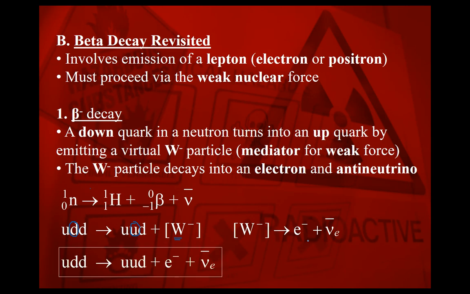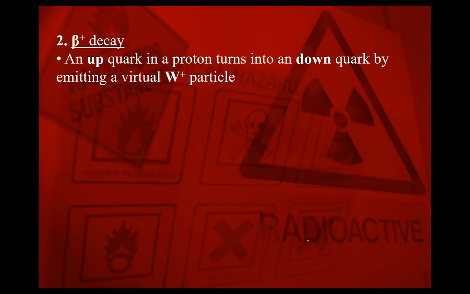So if I write down the full equation in terms of quarks, I could say that UDD, which is a neutron, becomes UUD, which is a proton, and I also emit two leptons. We emit the electron and an electron antineutrino. Okay, this just shows how the virtual particle is involved in this process. How about beta positive decay? Beta positive decay involves an up quark in a proton turning into a down quark, and it does this by means of the W plus particle.